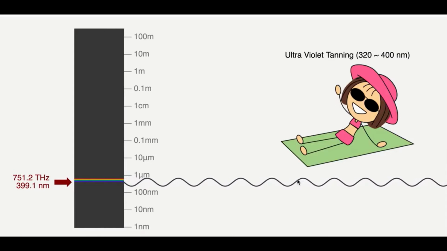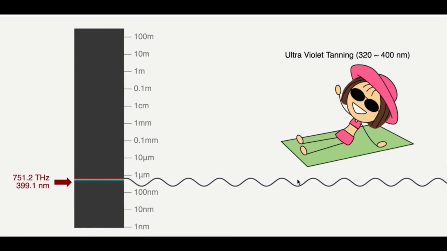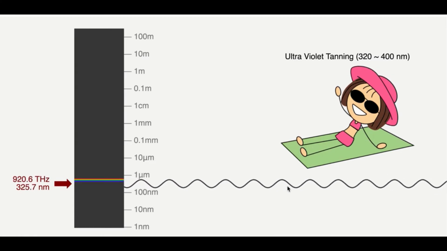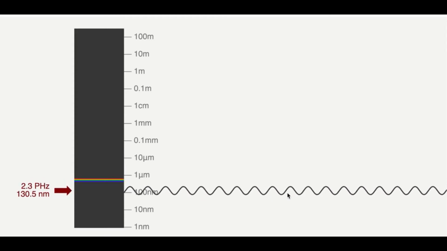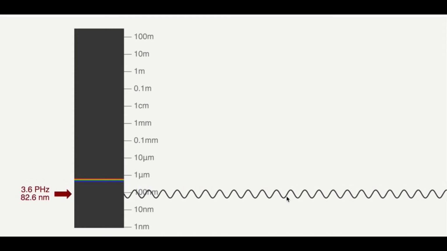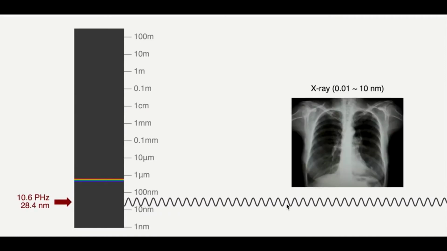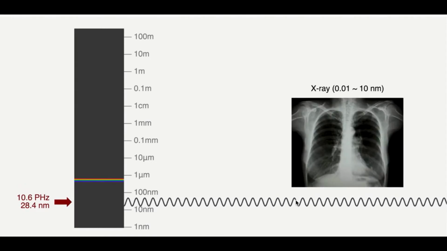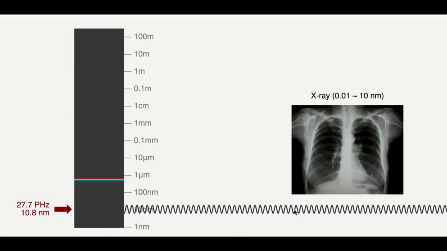So this is when you tan. Notice the wavelength for UV is shorter than the wavelength for visible light. I'm going to decrease even more. Notice wavelength's getting shorter and shorter, frequency is greater and greater. This is X-rays. In order for us to be able to see inside your body, you need much shorter wavelengths and higher frequency. And then we're going to get all the way down.